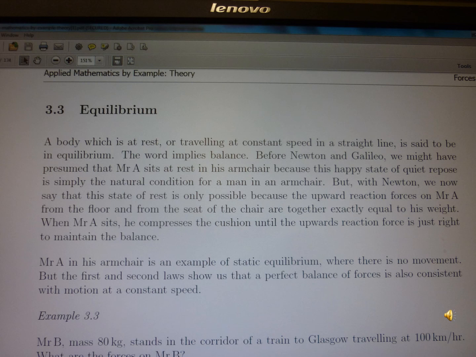Mr. A in this armchair is an example of static equilibrium. There is no movement, but the first and second laws show that perfectly balanced forces are consistent with movement at constant speed. In a static equilibrium condition, all the forces acting on it are equal. Example 3.3: Mr. B, mass 80 kilograms, stands in the corridor of a train to Glasgow traveling at 100 kilometers per hour. What is the force on Mr. B?